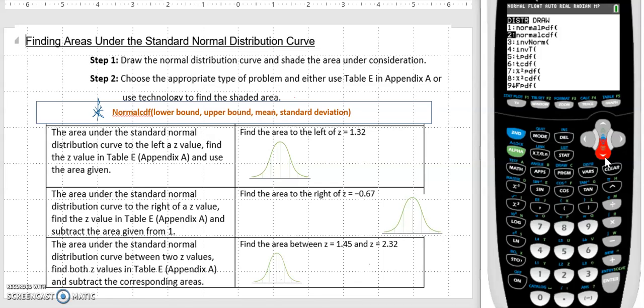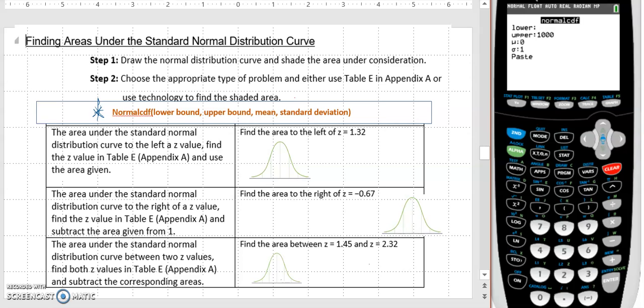And in this, when we hit enter on normal CDF, I should clear that out. Let me clear out my stuff here. Notice here that in our command line, back over here on the PowerPoint, it says we're going to use normal CDF. We need to type in a lower bound, an upper bound, and separate these things with commas, a mean, and a standard deviation.